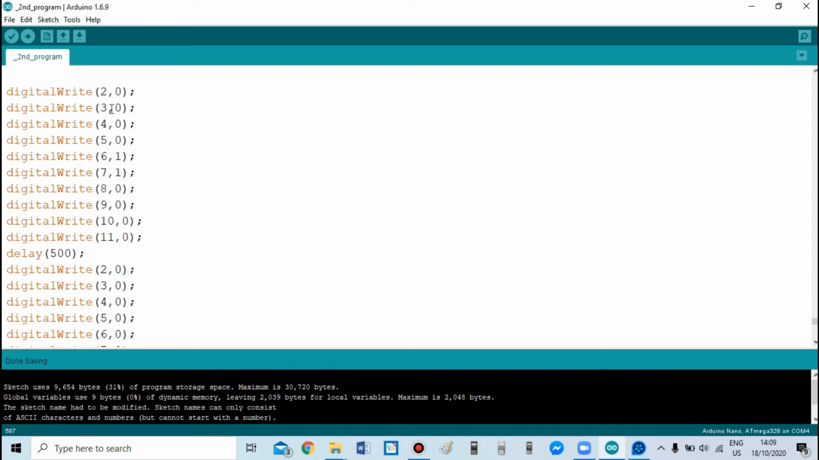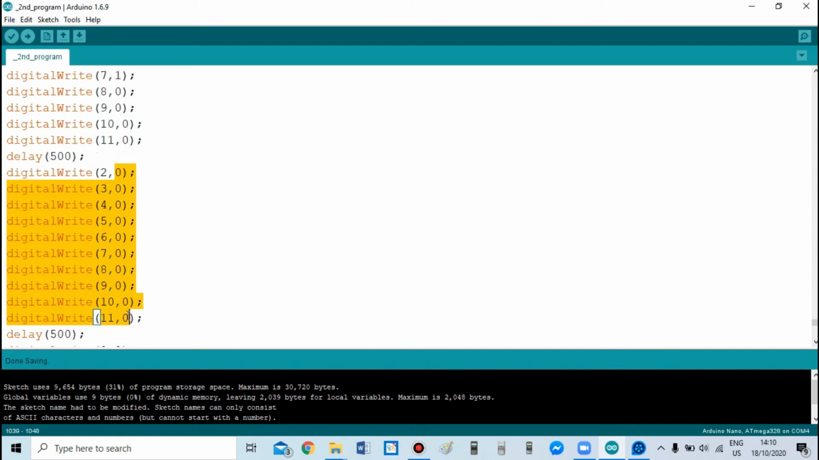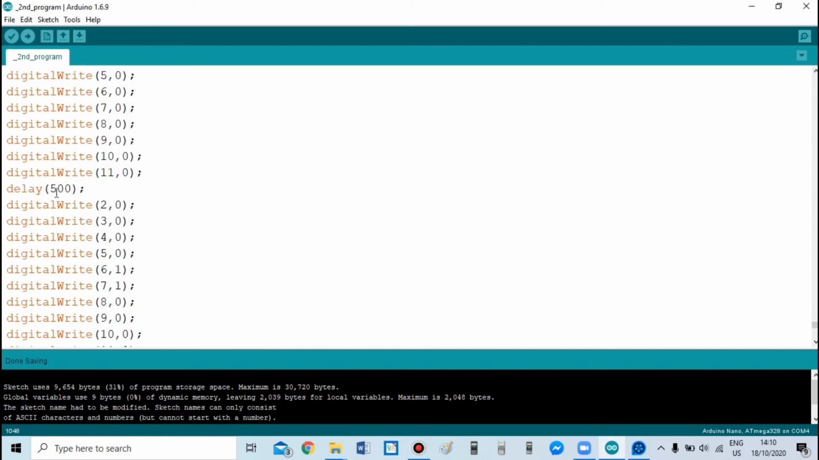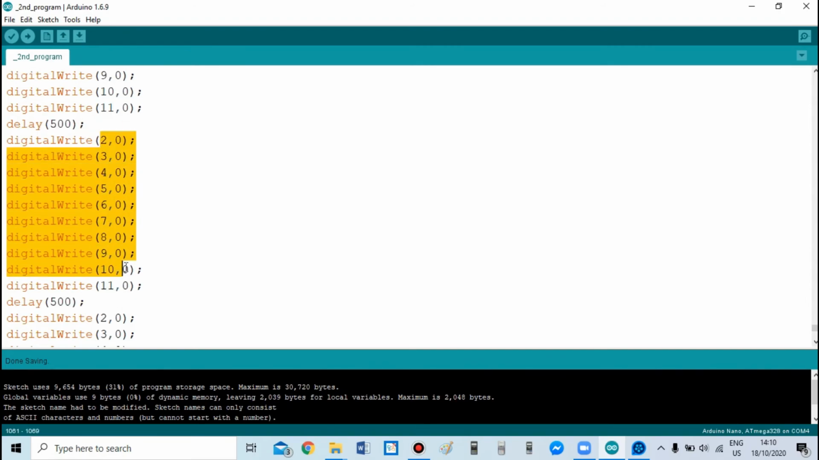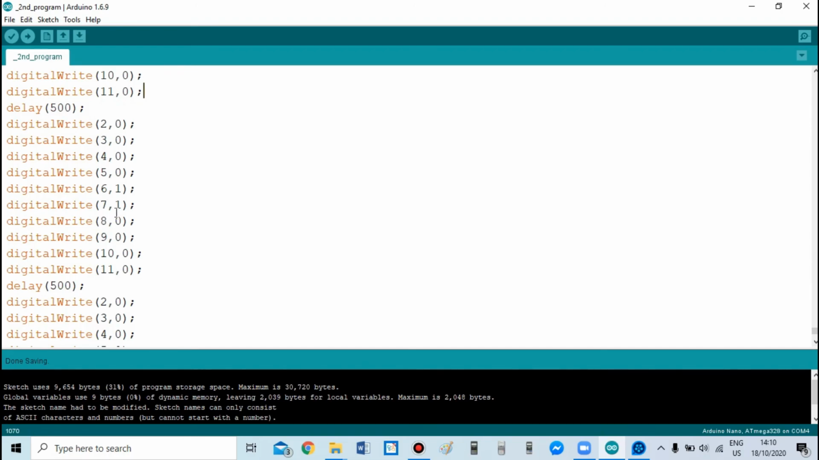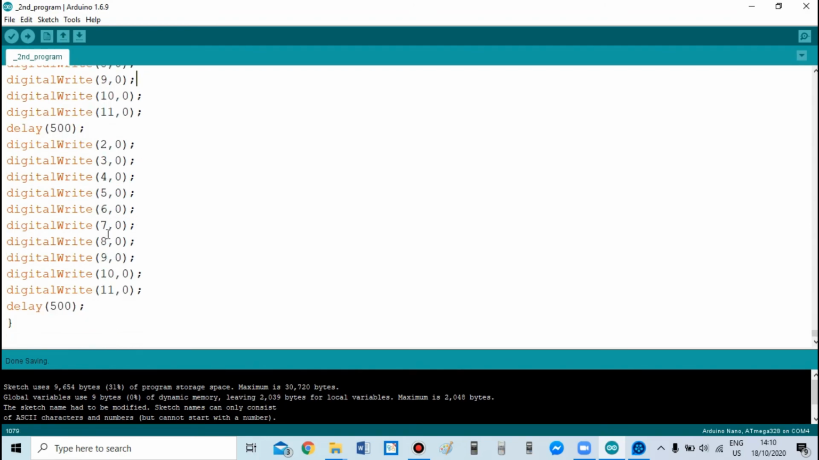In this last part, only the 6 number pin and 7 number pin are 1. After 500 millisecond, all of them get low or off. Then after 500 millisecond, the 6 number pin and 7 number pin are high again, and after 500 millisecond, all of them get low. After 500 millisecond, the 6 number pin and 7 number pin are high again, and this process continues. This is the end of the program.